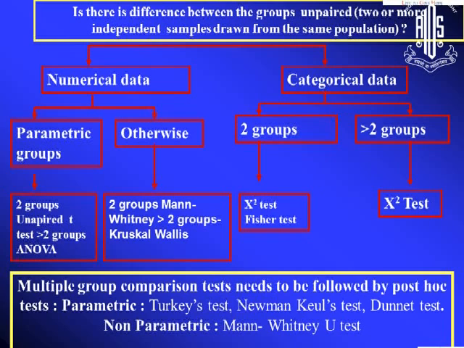The first question can be, is there a difference between groups which is unpaired? That means two or more independent samples drawn from the same population. Now, what do I mean by an unpaired sample? Suppose I want to do a study and the population is the audience sitting in this hall. I am presuming there are 100 audience members sitting in this hall, and out of that, I can't study all 100.